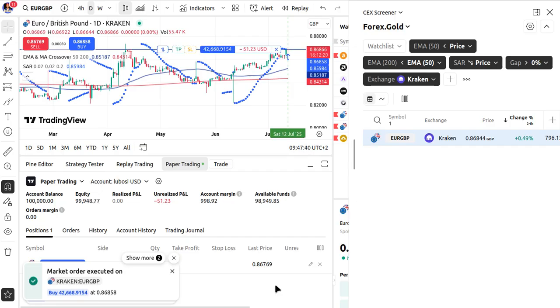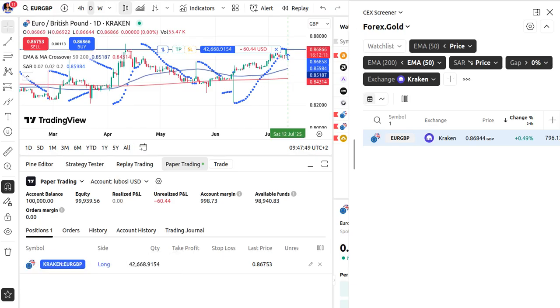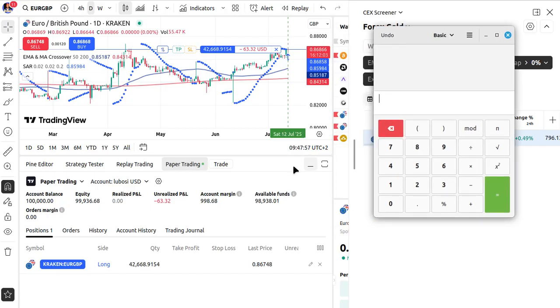So that's $1,000 at 50x. I don't know how much you're risking. Let me see if we can make a calculator. So we have an average of, let's say, $70 over 1,000. That's about 6, so you're risking about 6% of your account.